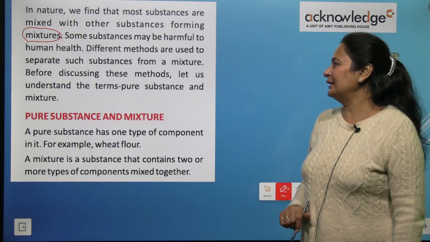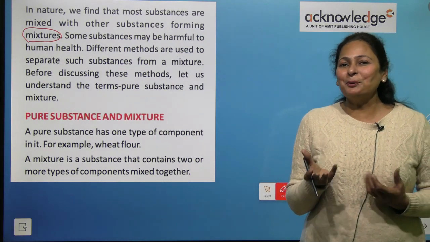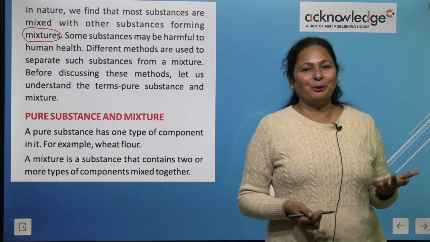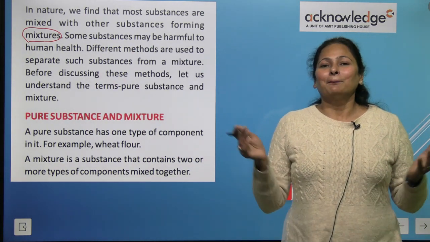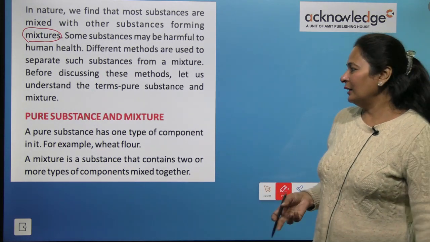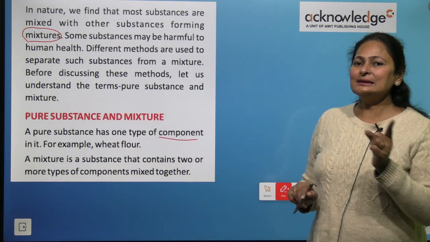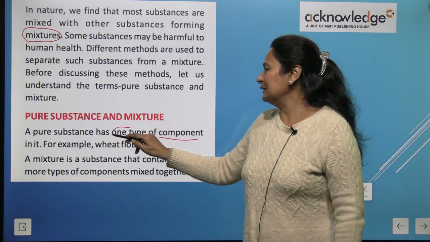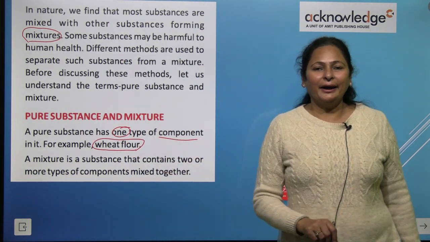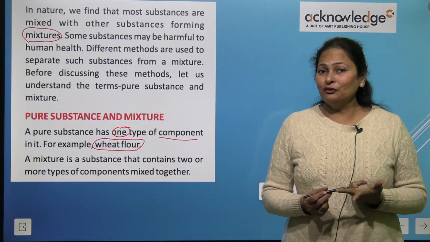Before discussing these methods, let us understand what is pure and what is a mixture. We will learn how to separate things, but let's first understand what the pure form of a product is and what a mixture is. Pure is a single type of component. For example, wheat flour is a single component, so it is called the pure form.